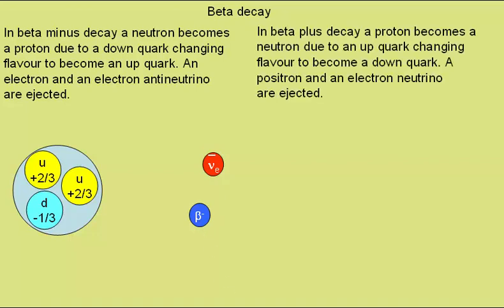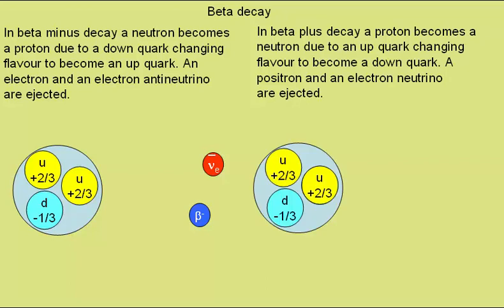In beta plus decay, a proton becomes a neutron due to an up quark changing flavour to become a down quark, and a positron and an electron neutrino are ejected. So here is the proton with two ups and a down quark. This up quark changes into a down, ejecting our positron or beta plus particle and the electron neutrino. You see again we have this notation with the line above representing the antiparticle.